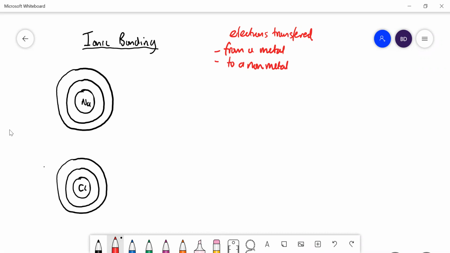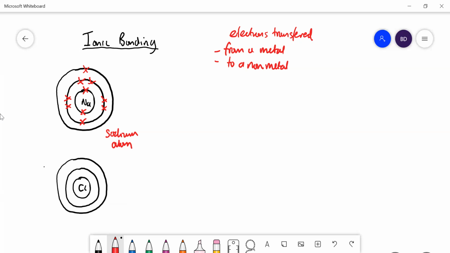So let's have a look at sodium. Here we've got a sodium atom. Okay, and sodium is atomic number 11, so that means in a neutral atom, it's got 11 protons and 11 electrons. So it's going to have 2 in the first shell, that's full up. Then it's going to have 8 in the second shell, so that gives us 10 electrons. And in the last shell, it's going to have 1, so it's now got 11 electrons. So you can see sodium really wants to lose that electron.